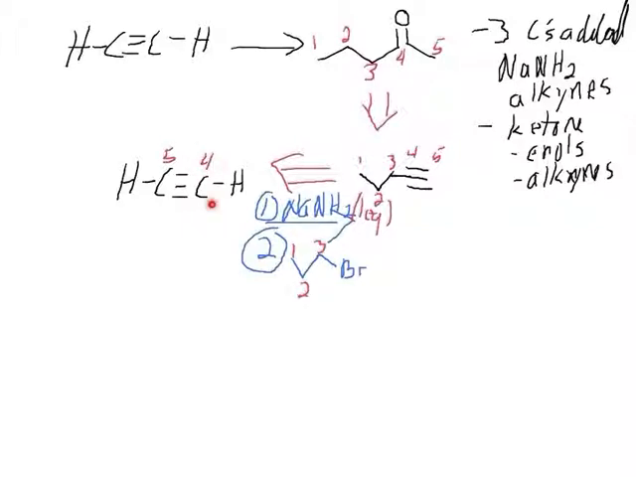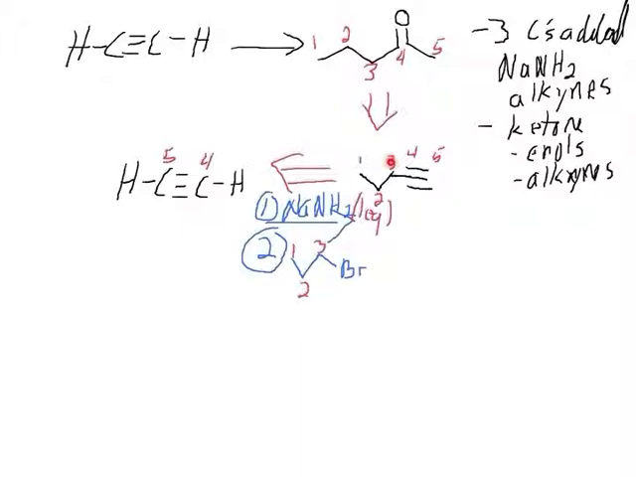Carbon 4 is going to have the negative charge, right? NH2 minus is going to deprotonate carbon 4. It's going to be C minus here in an sp orbital. That's going to attack carbon 3 and break the carbon-bromine bond. Everybody see that? Yep, Lucy.